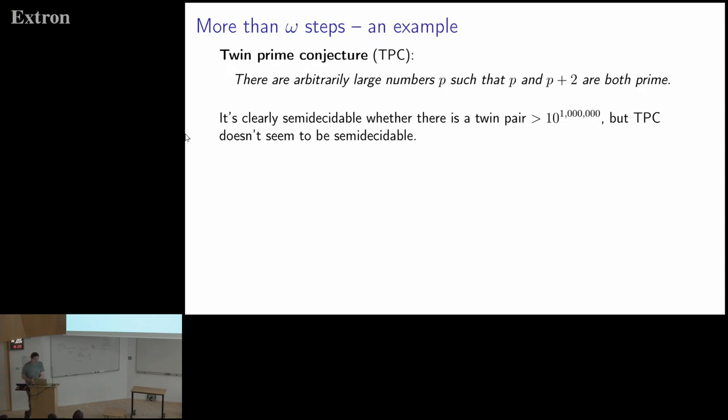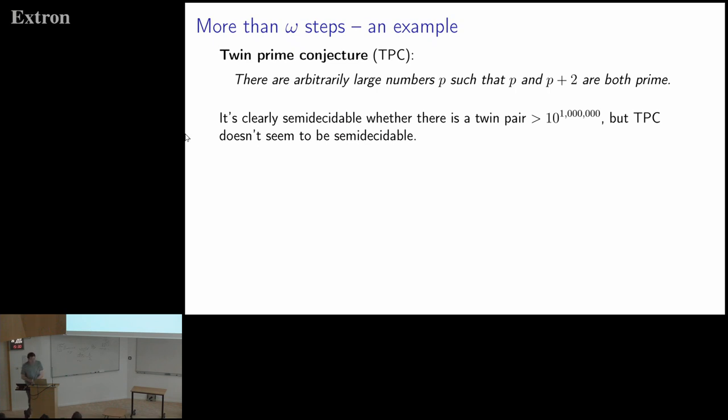So let's go to the case where we want to do more than omega many steps, which I think is more interesting. One example that I have here is the twin prime conjecture, which I call TPC, which says that there are arbitrarily large numbers P such that both P and P plus 2 are prime. The conjecture is that there are arbitrarily large such examples, but this conjecture is still unsolved. And I don't know anything about number theory, so this is really just an example. I don't know anything about prime numbers, but this question doesn't seem to be semi-decidable itself.